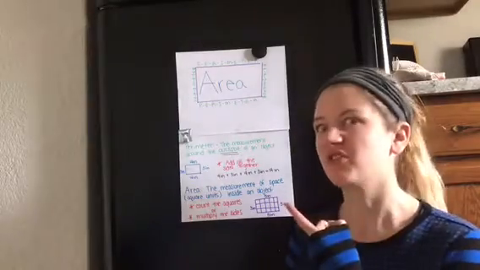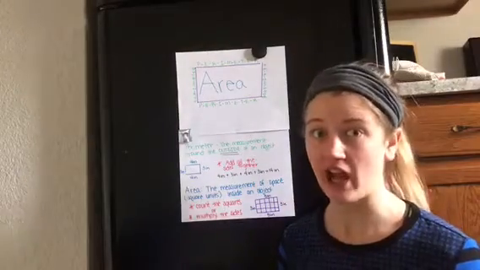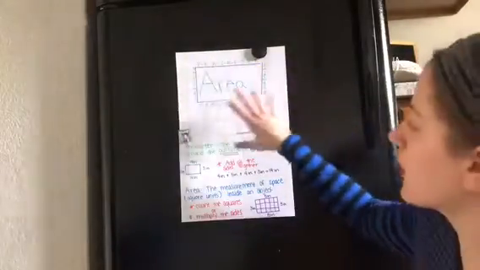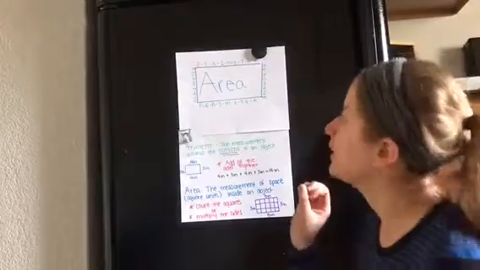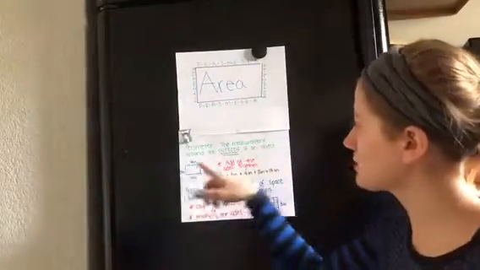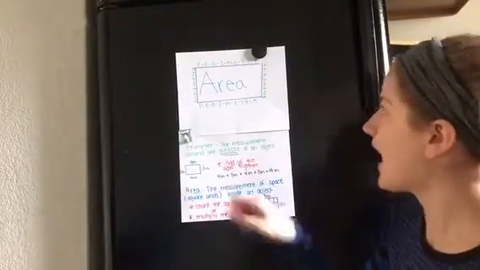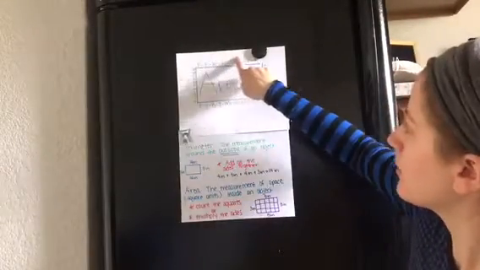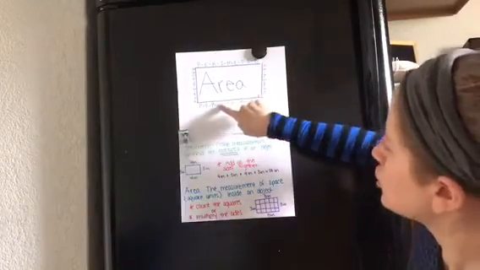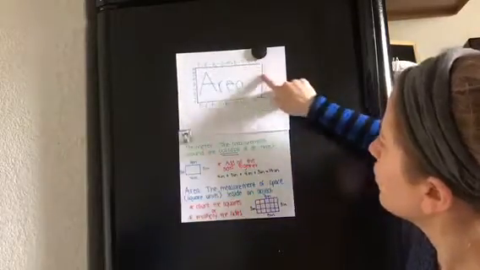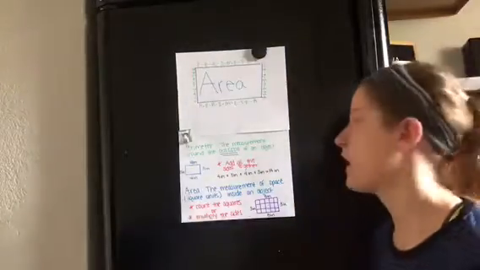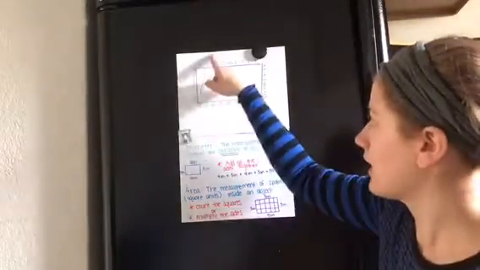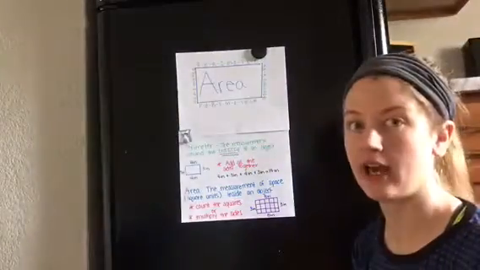First, I'm going to review what area and perimeter were, because you might have forgotten, and that's okay. I drew a picture here to help guide us. The perimeter is the measurement around the outside of the object. On the picture, I labeled the perimeter, which is just the length and the width of the outside of the object. You add all the sides together to get the perimeter.